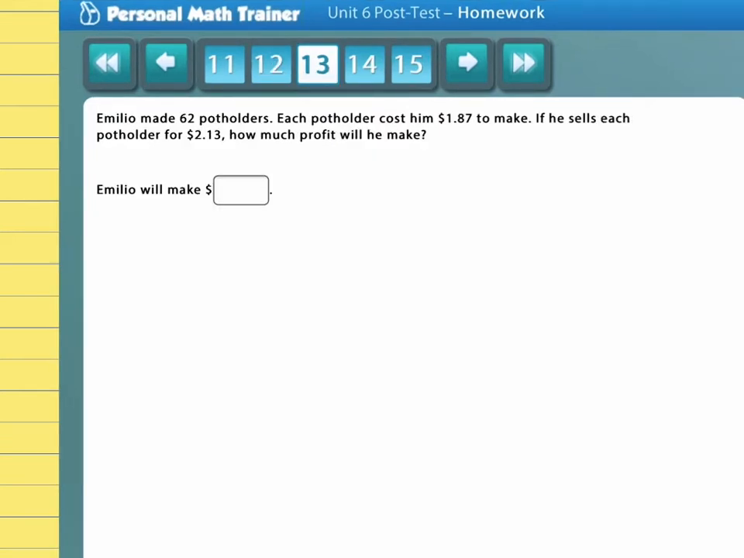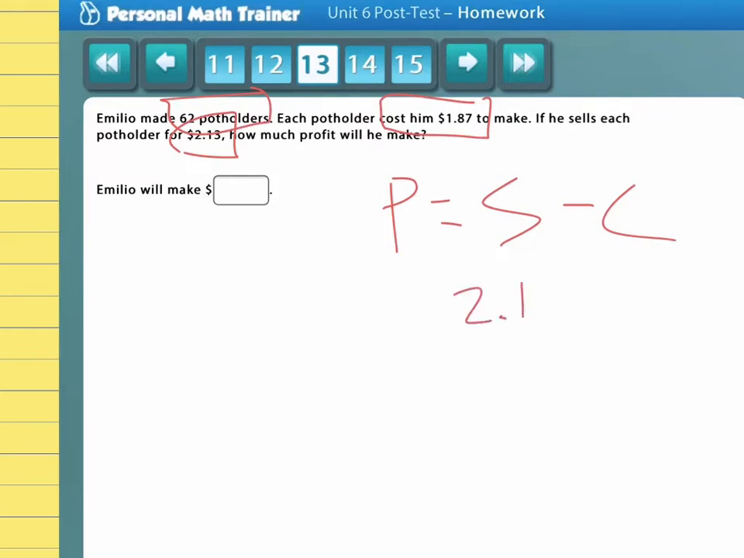Emilio made 62 pot holders, and each pot holder costs him $1.87, and he sells each one for $2.13. So how much profit does he make? Well, profit is the difference. Profit equals the difference between the sales price and the cost. So let's plug in this formula for each one. There's a couple ways to do it. I think the easiest way is to do profit for each pot holder. So you have the sales price of $2.13 minus the cost of $1.87. So for each one, how much profit does he make?